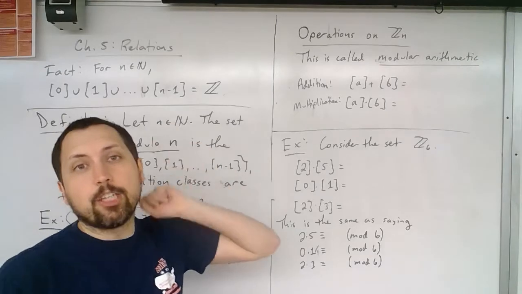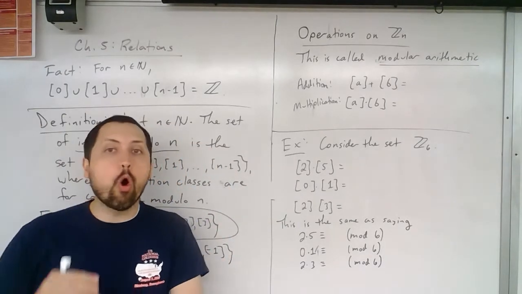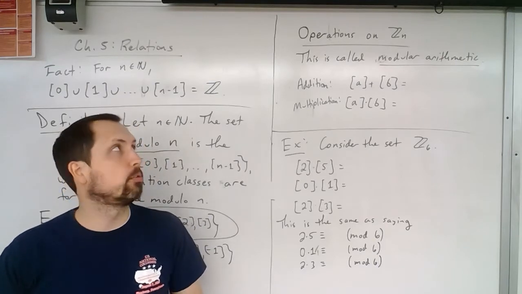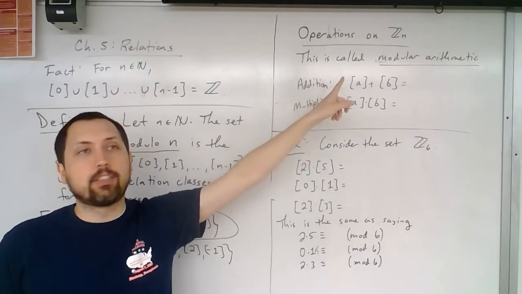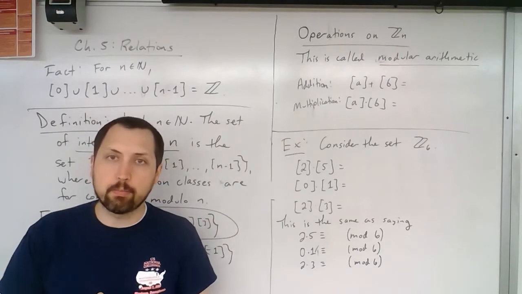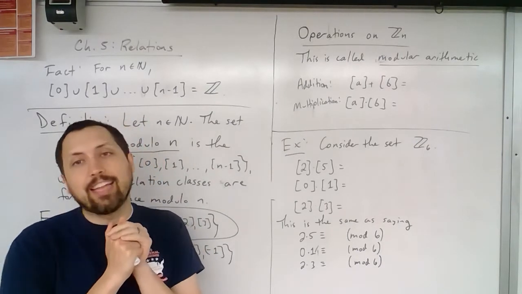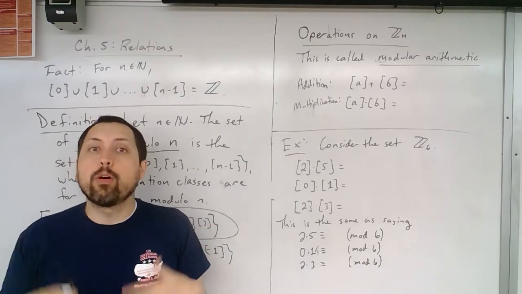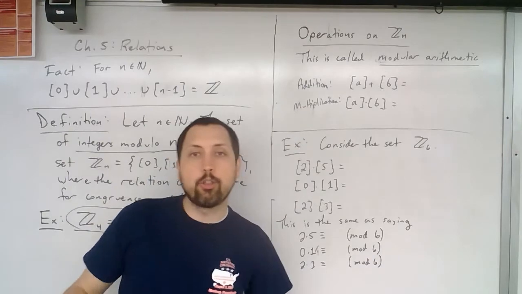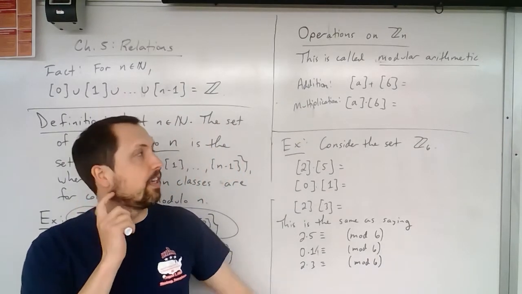So Zn is super cool. This is going to be a whole lot of modern algebra. As I said, we'll be using this. Zn will appear all the time. So we're going to talk about operations on this. Operations on Zn are going to be called modular arithmetic. Modular arithmetic is really quite, I think, fun once you get the hang of it. If we look at addition and multiplication, these are the 2 major operations we're going to define.